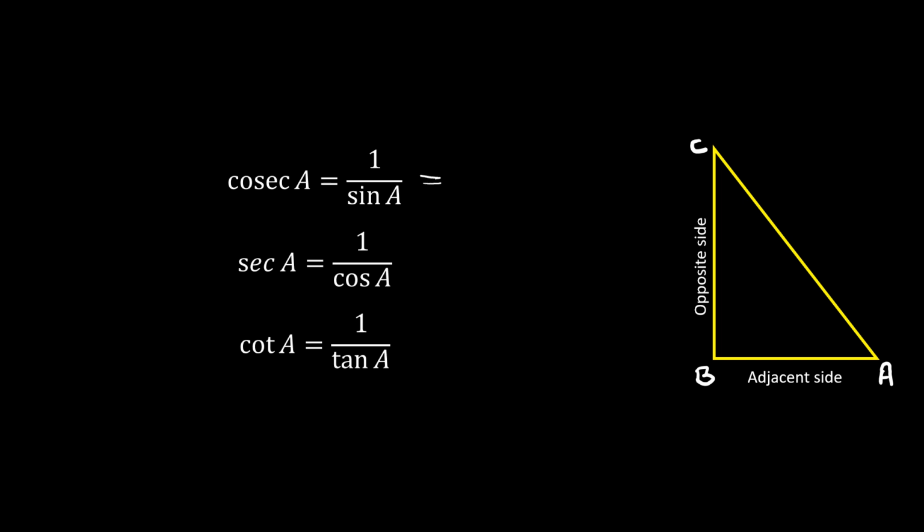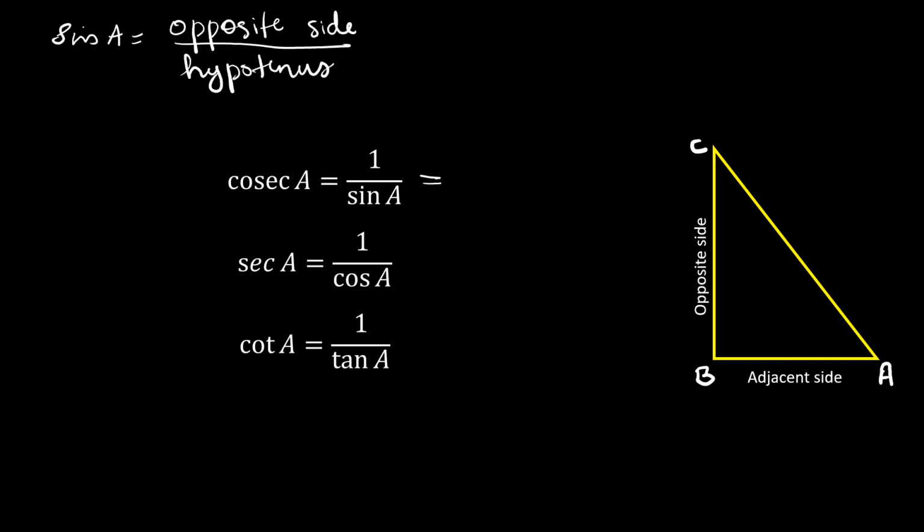That is, first we wrote sine A as opposite side divided by hypotenuse. Opposite side was BC. And hypotenuse was AC. So BC by AC is sine A.